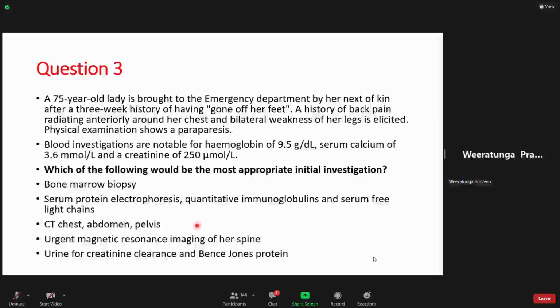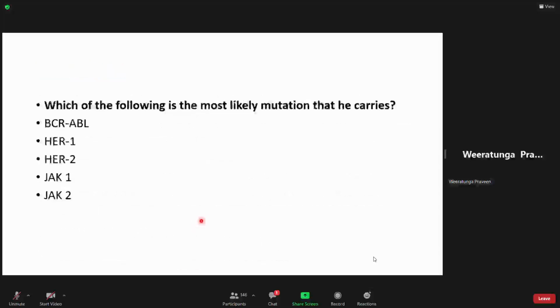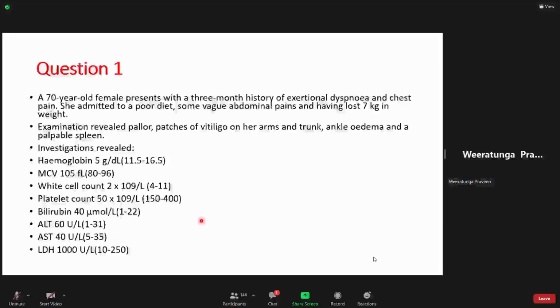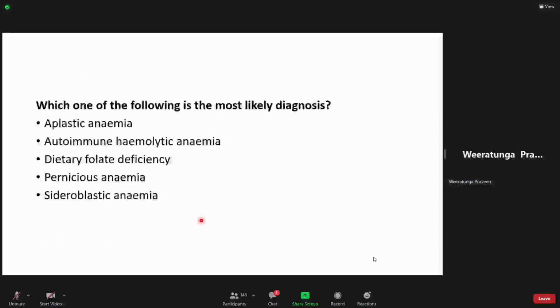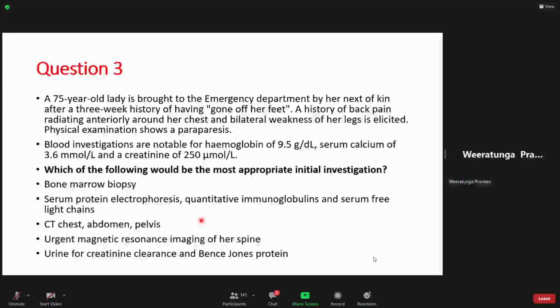So a 75-year-old lady. Hemolytic anemia, there is no pancytopenia here. Also the liver function tests may be abnormal, which can occur with B12 deficiency.